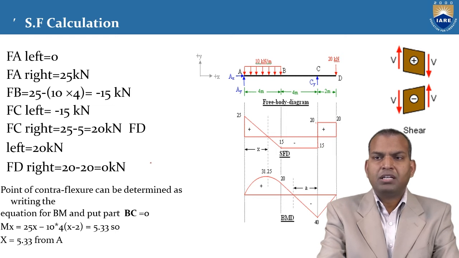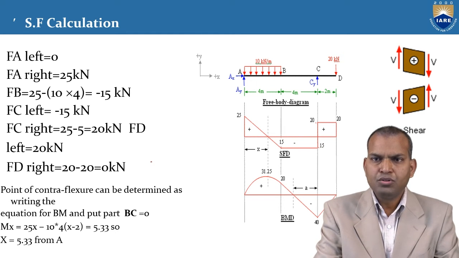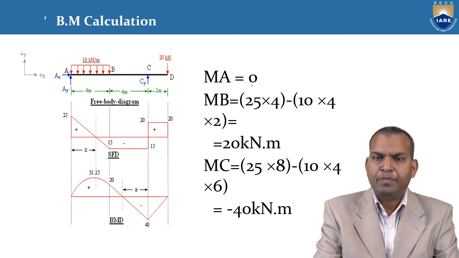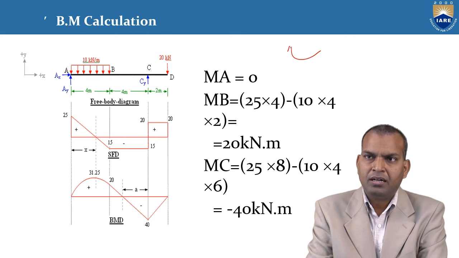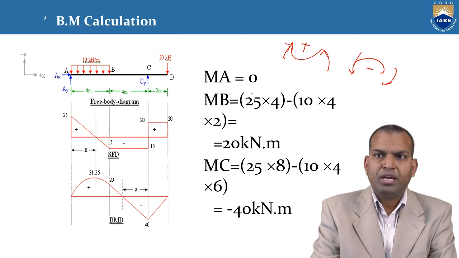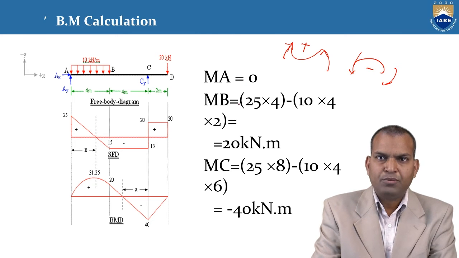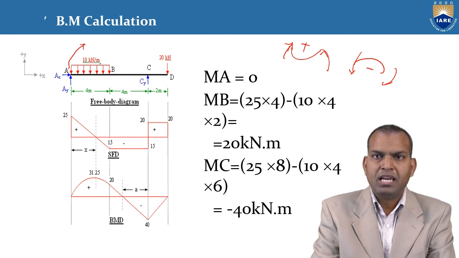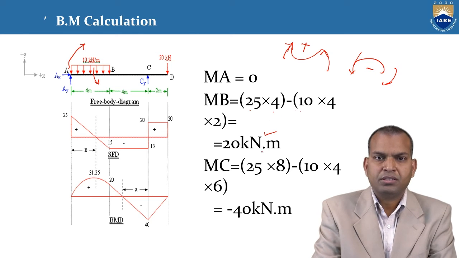Next, how to draw the bending moment diagram. Before starting, we have to follow the bending moment sign convention. This is positive bending moment and this is negative bending moment. At point A, bending moment is 0. At point B, AY is acting upwards and the UDL is acting downwards. So AY into 4 meters is positive, 25 into 4, minus 10 into 4 into 2, that is negative, giving 20 kilonewton meters.